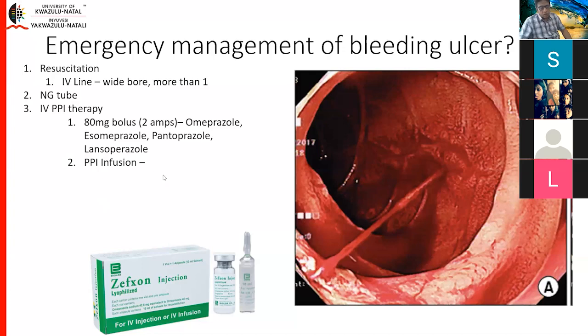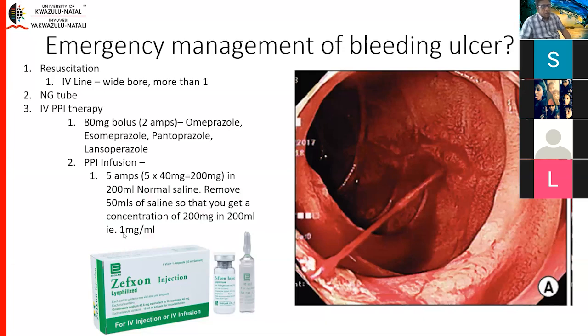So we wanted to run at 8 milligrams per hour. The easiest thing to do is to try and get it to 1 milligram per mole. Remember I told you that each amp has 40 milligrams and usually 10 moles of solvent or solution. So you're going to take 5 times 40, which is 200 milligrams, and you're going to put it into a 200 mole bag. But remember that you are adding 50 moles of volume.